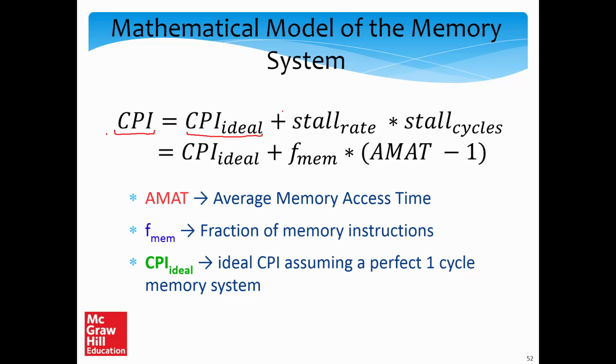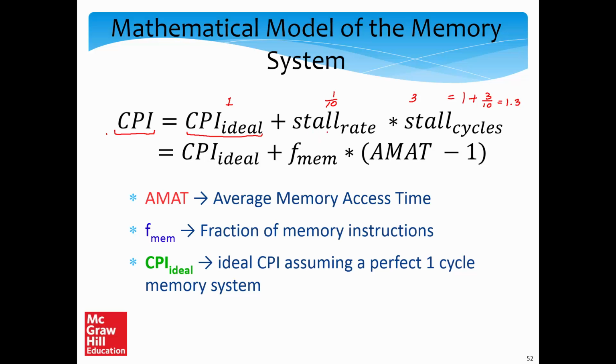Let us assume that the ideal CPI is 1, which is the case of maybe a single cycle processor, the stall rate is 1 in 10, and for every stall we waste on average 3 cycles. Then the CPI is 1 plus 3 by 10, which is 1.3. This 1 is the CPI ideal.